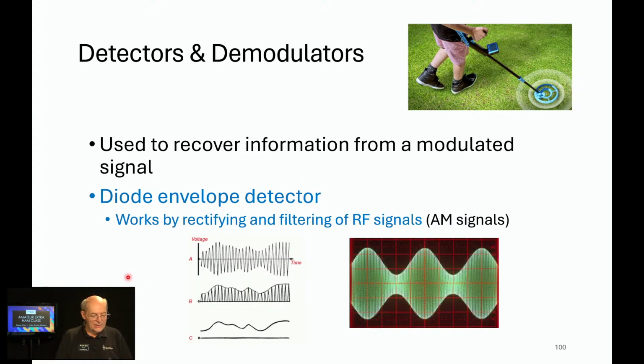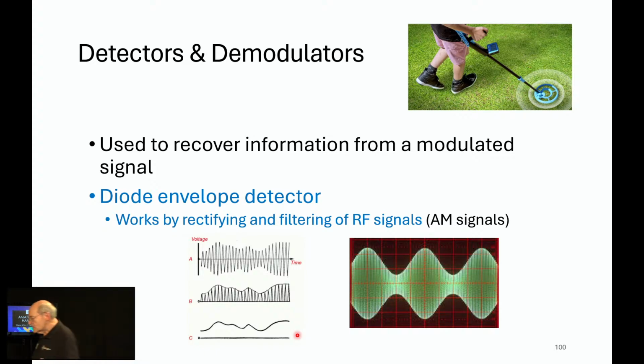So we've got a diode envelope detector. That's the first one, for detecting AM. And I'll show you a demo here in a second. So it works by rectifying and filtering the RF signal. That's for AM. So here's an AM signal. If we rectify it, notice the positives and negatives are going to kind of cancel out. If we rectify it with a diode, we're going to wind up with this. And then if we filter it, we'll just have the audio left over.